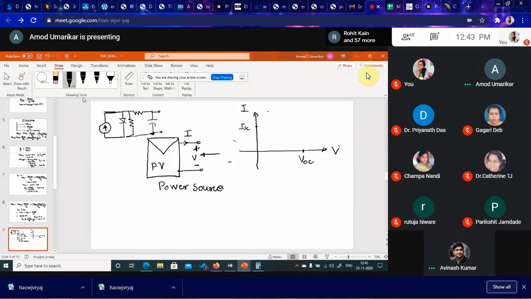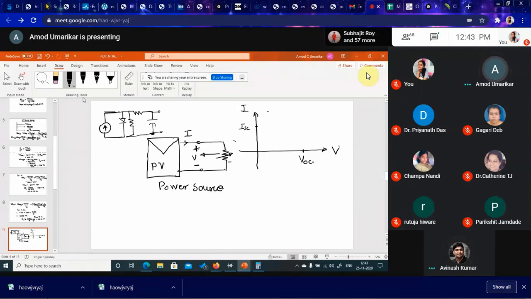Then what will be our next study for a given source? We'll connect some load. We know that this is a kind of DC source, so when we study a DC source, the most normal circuit element we use is a resistor, correct? So we'll use a resistor.